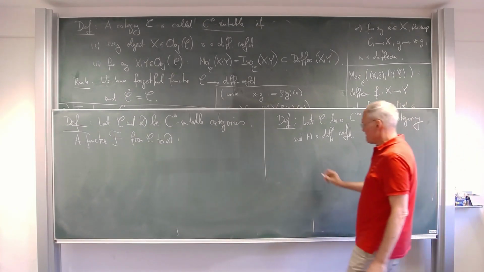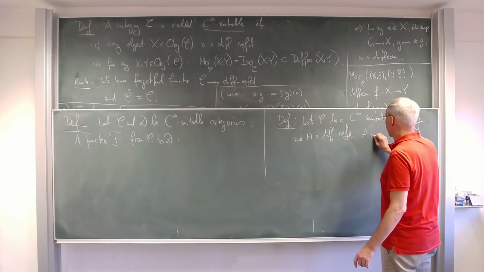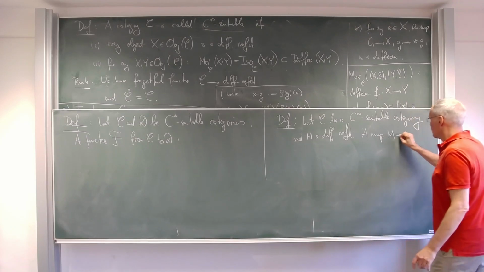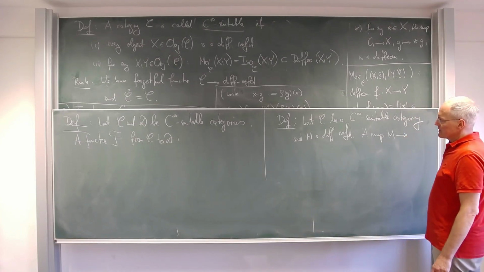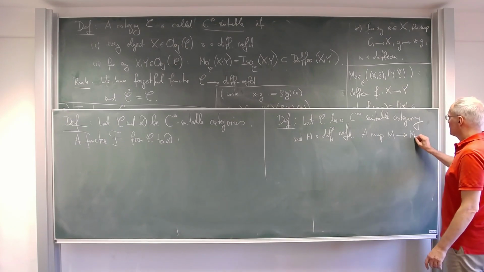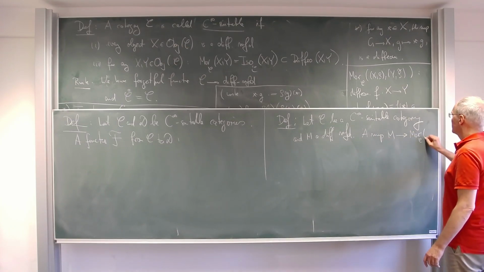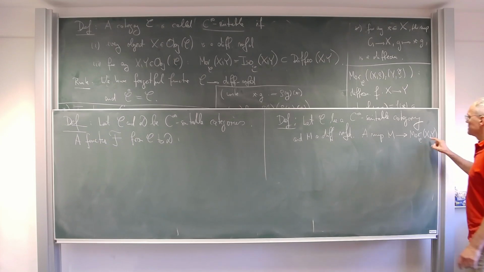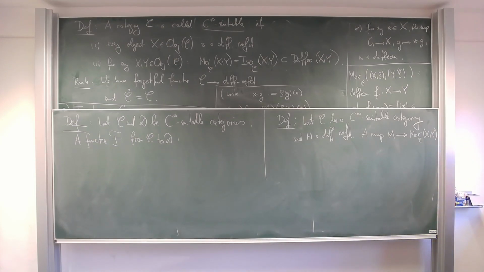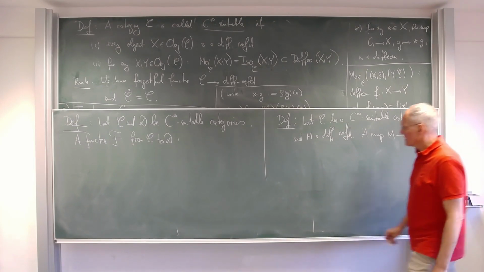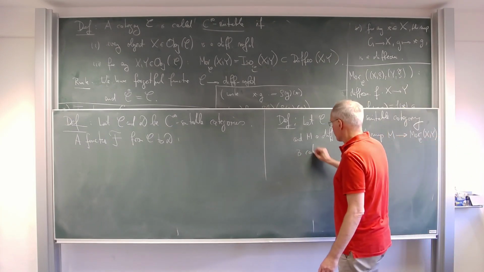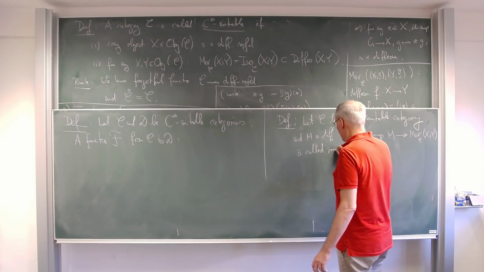Now, a map from the manifold to the morphisms in C between two objects. So X and Y are any objects. A map from a manifold to such a morphism set is called smooth.